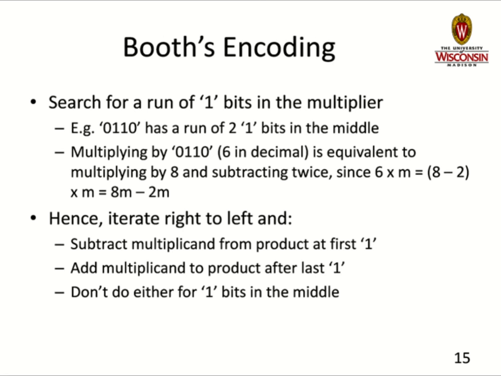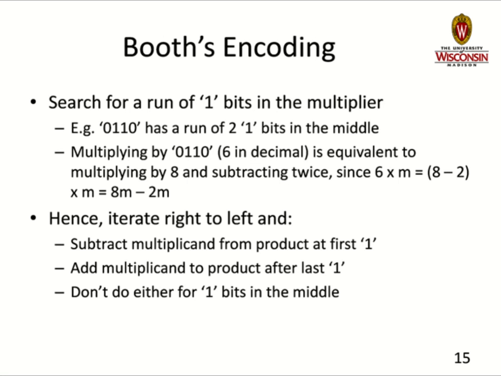So an example might be the number 6 in binary. 0110 has a run of 2 1 bits in the middle. So if we're multiplying by 6, we can convert that into an equivalent multiplication by 8, which is a power of 2, which can be converted to just a simple shift, and then subtracting twice, since we know from our algebra lessons that 6 times m is equivalent to 8 minus 2 times m, which is equivalent to 8m minus 2m. So here we now have one subtraction of 2 quantities that can be derived simply by shifting. First, to get 8m, we shift by 3. To get 2m, we shift once, and then we subtract one from the other, and we have our result.